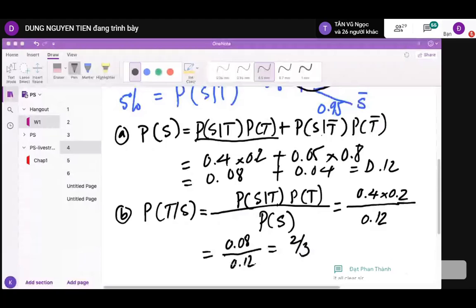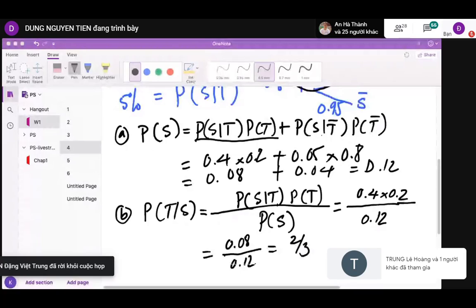Next, question 6. An electrical system consists of 3 components as illustrated in the figure. The reliability of each component is also shown in the figure. A. Find the probability that the entire system works. B. Find the probability that component A works, given that the entire system works properly. We have the assumption of independence of all components.